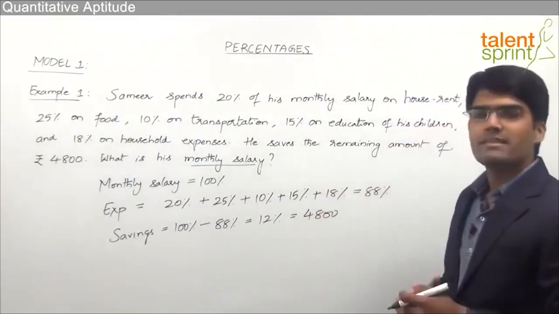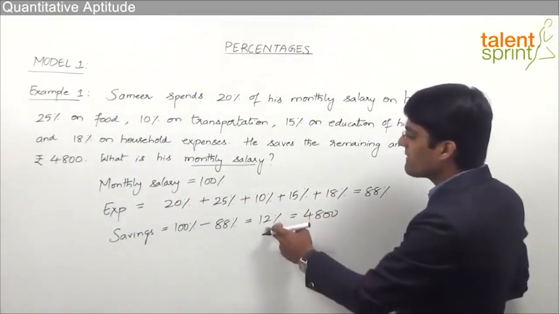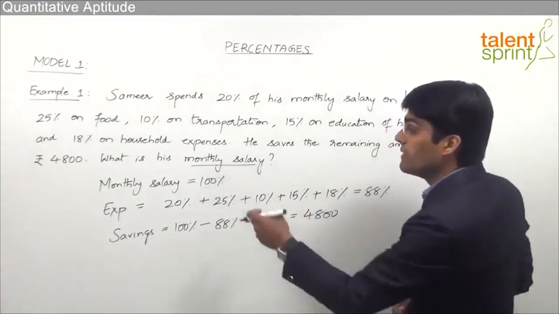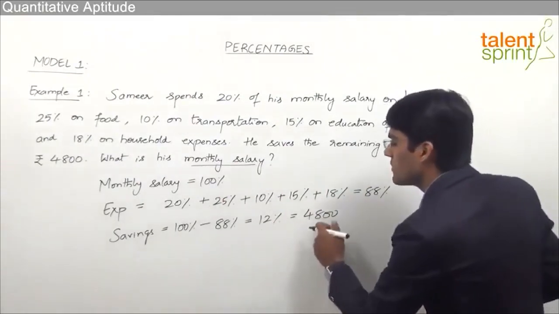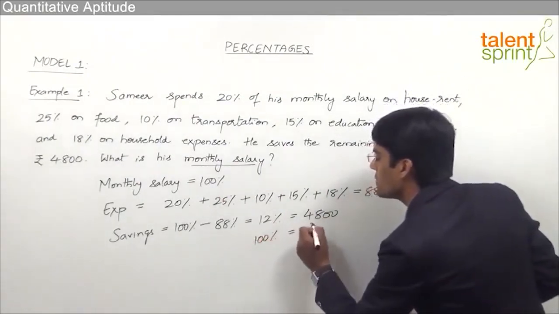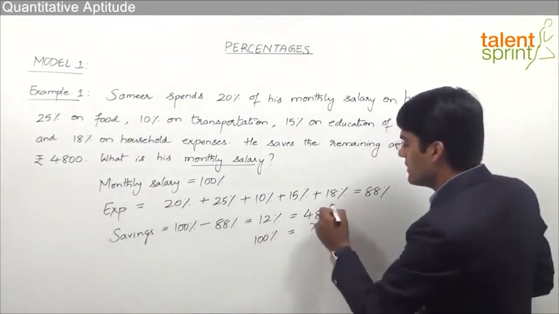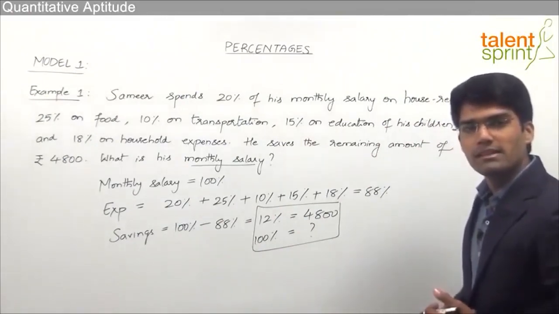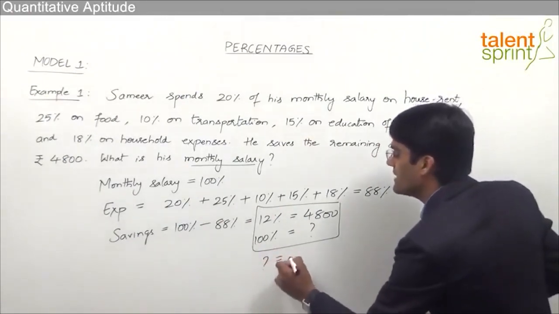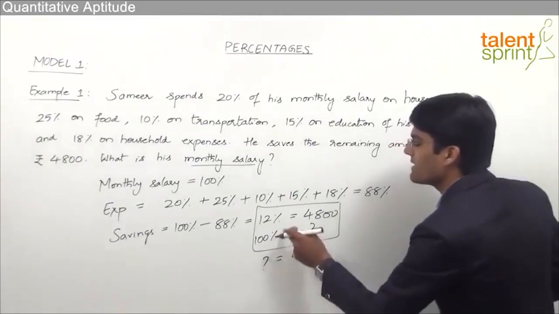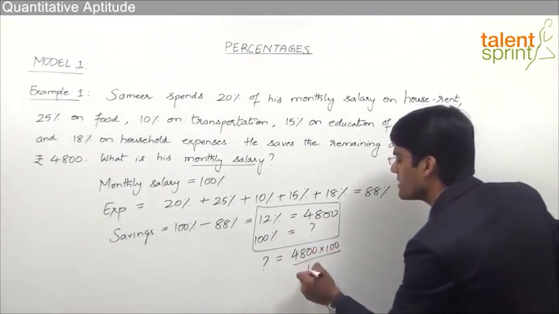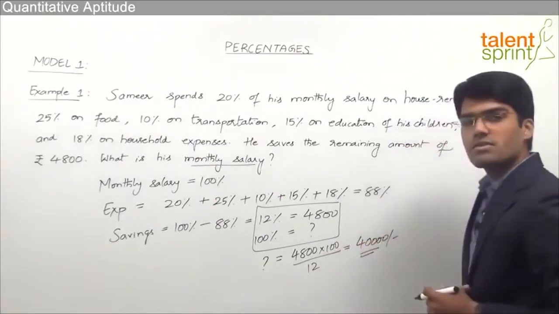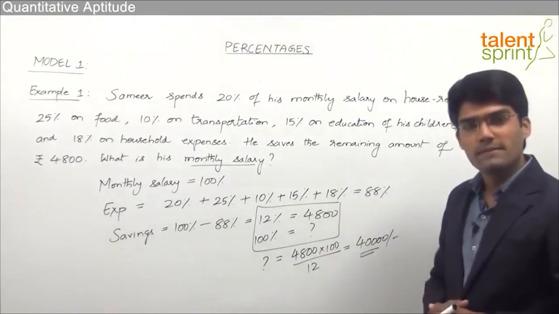And the question is, what is his monthly salary? So here we know that 12% is equivalent to 4,800, and we are supposed to find out his monthly salary, which is 100%. So if 12% is 4,800, 100% will be equal to what? As discussed earlier, we know one percentage value, the other percentage value has to be calculated. So simply cross multiply to get the answer. So here we can say that his monthly salary will be equal to 4,800 into 100 divided by 12, which comes out to be 40,000 rupees. So we can say that his total monthly salary is 40,000 rupees.